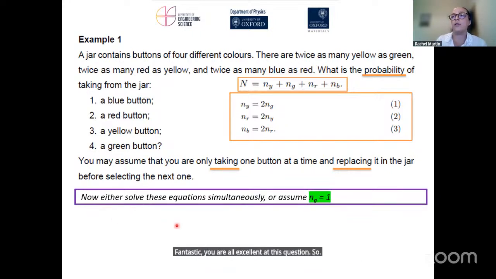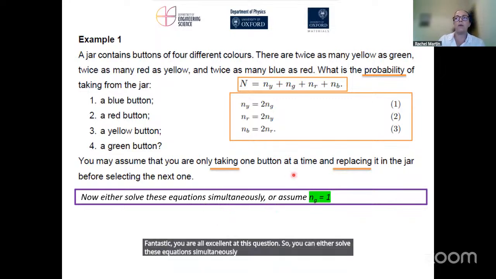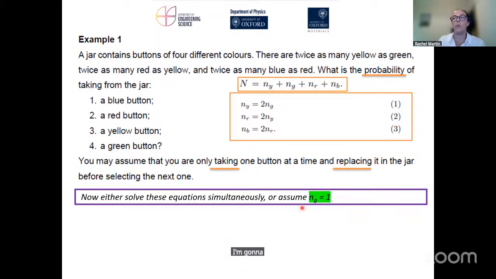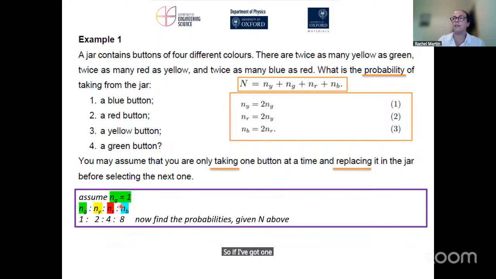So you can either solve these equations simultaneously, but my preference is to just make an assumption that the least number of buttons we must have are the green ones, but you could make an assumption for any of these buttons as long as that's a whole number. But I'm going to assume we've got one green button, and that's going to start me off solving this question. So if I've got one green button, that means I must have 2 yellow buttons. And that therefore means, using the rules up here, that I have 4 red buttons. And then I have, therefore, using the final rule, rule number 3, that's why I'm numbering my rules, I must have 8 blue buttons.